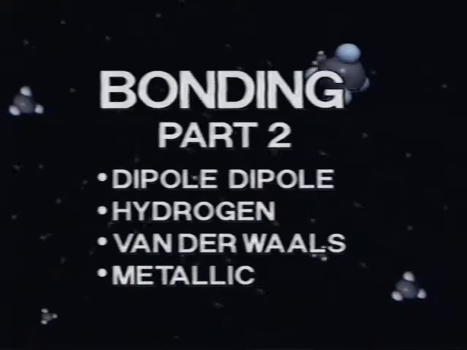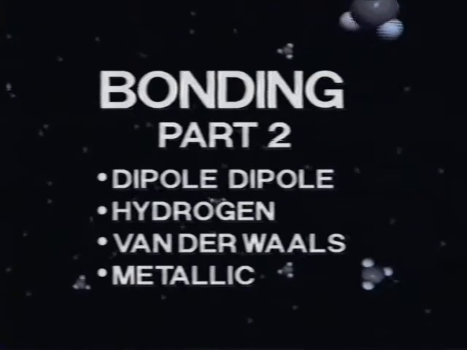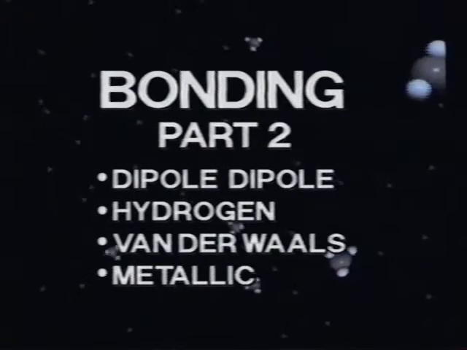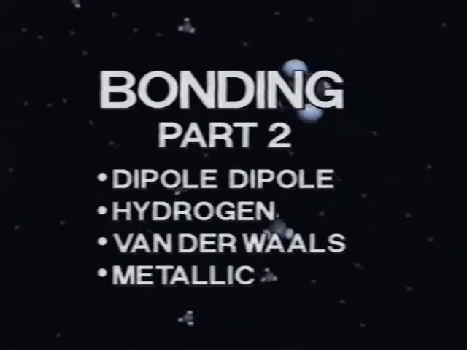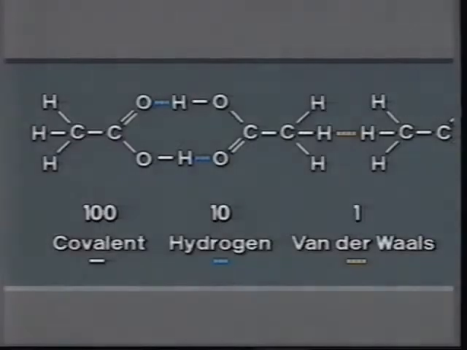In this program, we are going to look at dipole-dipole interactions, hydrogen bonding, van der Waals forces, metallic bonding. In this arrangement of atoms making up acetic acid, there is a very strong covalent bond holding the atoms together. There is another weaker bond called a hydrogen bond holding these molecules in pairs or dimers. And there is a still weaker force called van der Waals between the dimers.